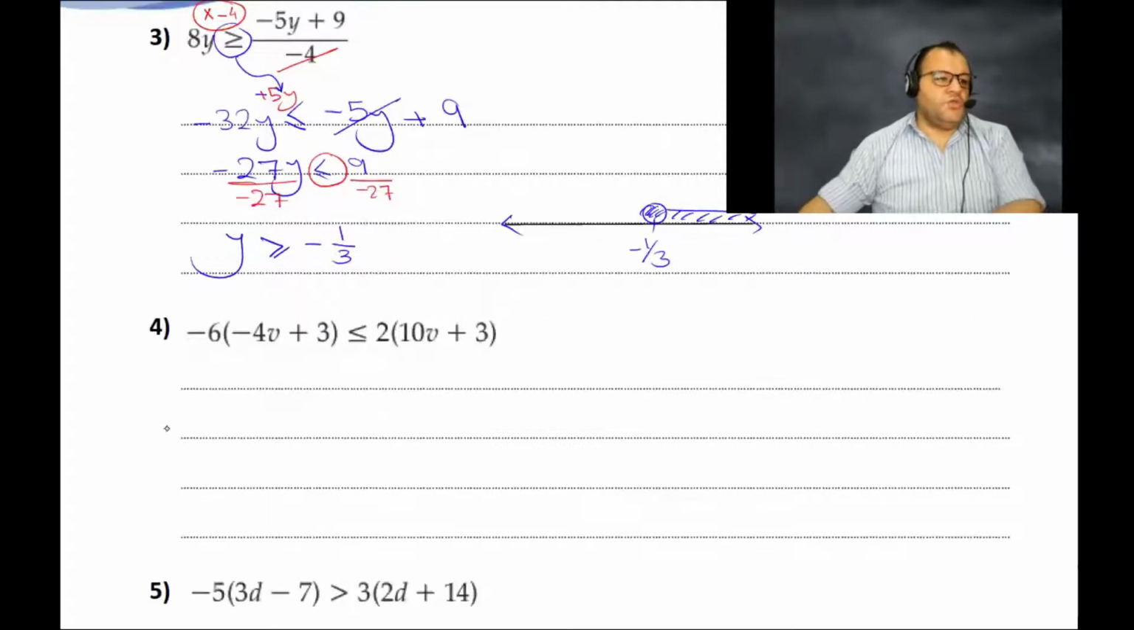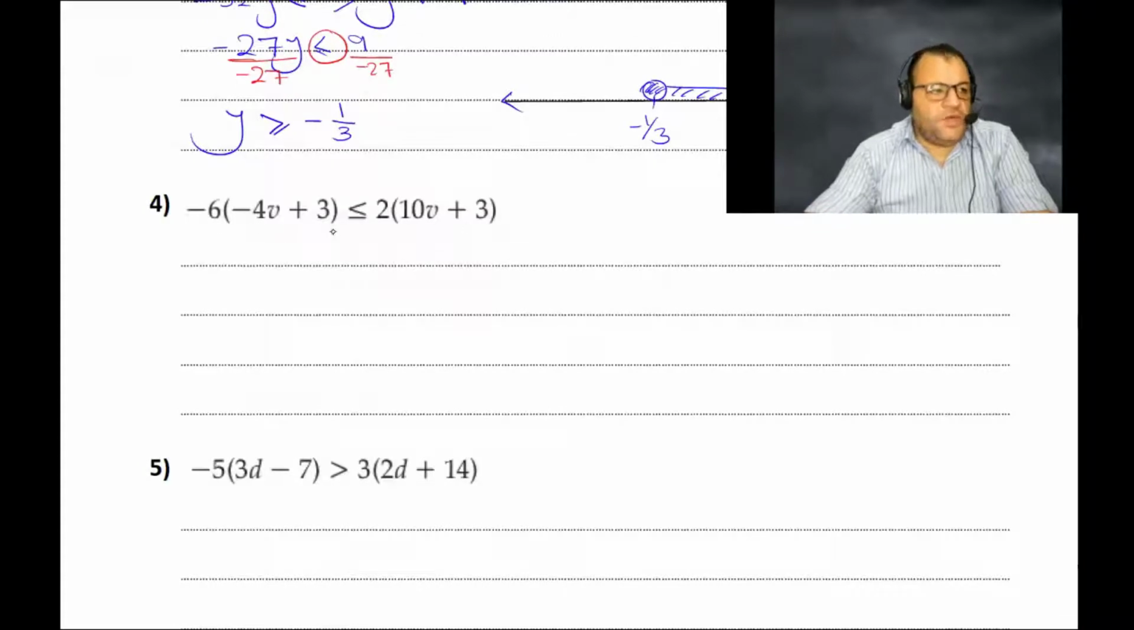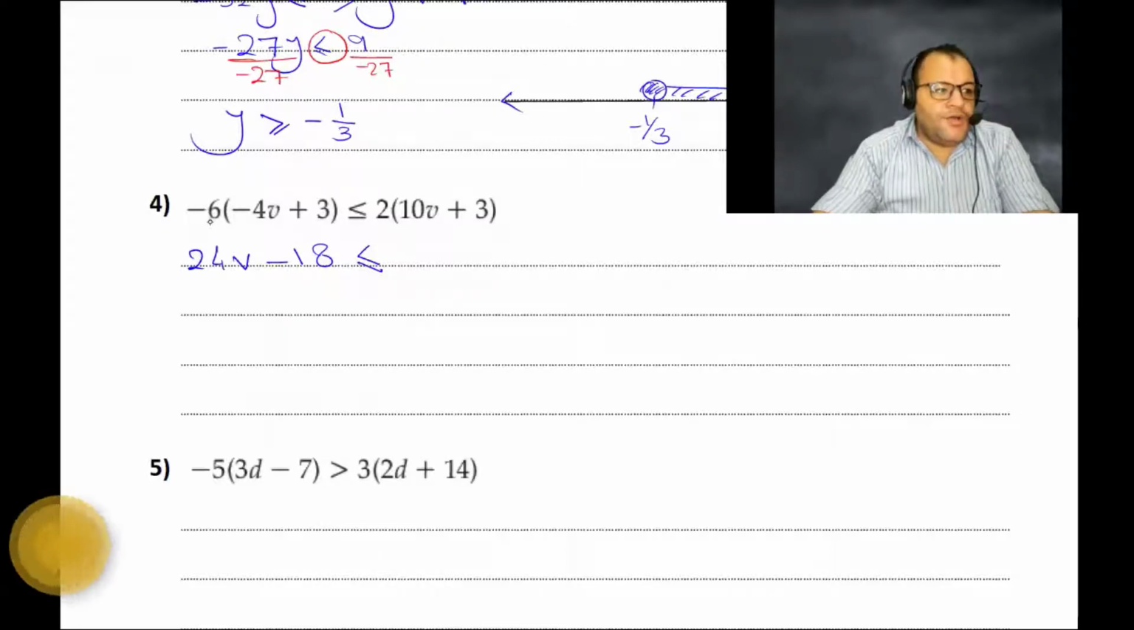Okay. So how do we solve this one? First simplify. Negative 6 times negative 4. First of all, because you have a number here, you need to expand it using the distributive property. So it will be 24v minus 18 less than or equal to 20v.